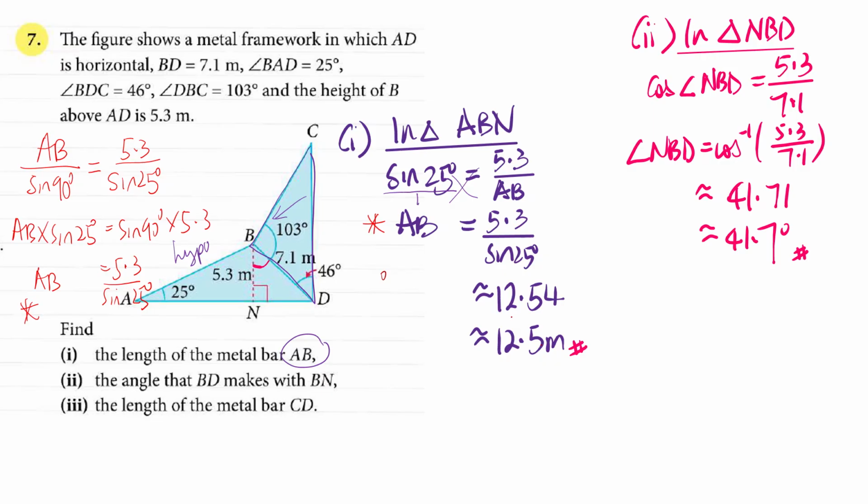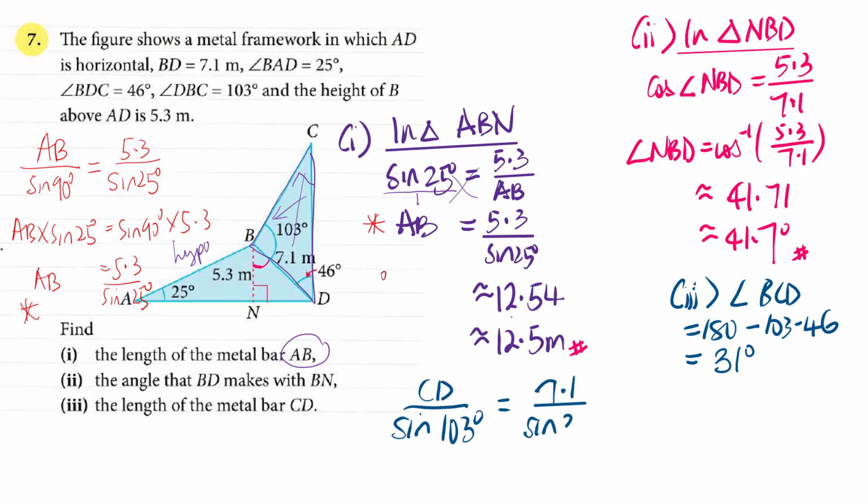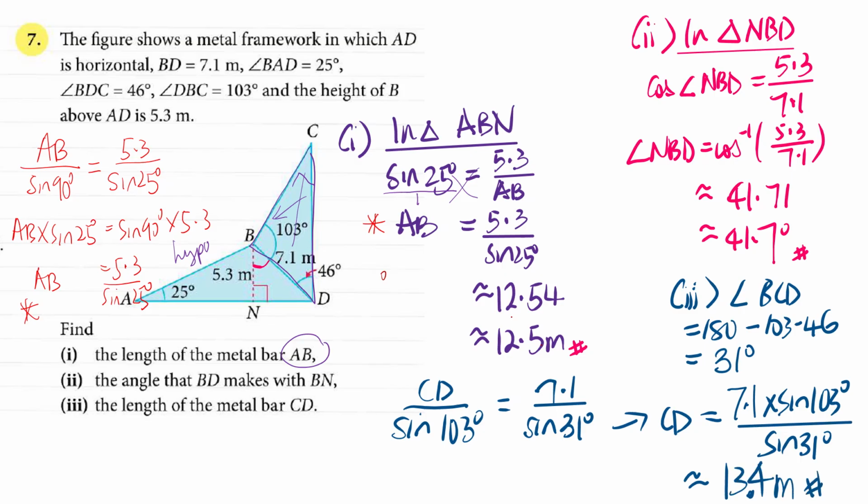And we know BD to be 7.1. The angle that's opposite 7.1 would be this angle here, BCD, which we can find by using 180 minus 103 minus 46. Then you can just apply your sine rule. CD over sine 103 equals 7.1 over sine 31. Just do a cross multiply again, and then make CD the subject. That's how you get CD to be 13.4.